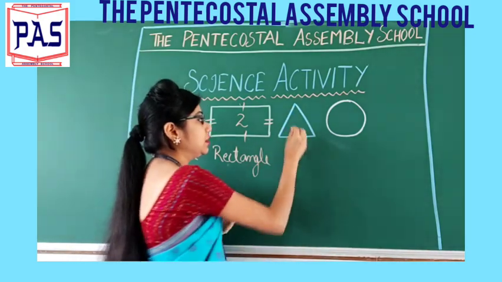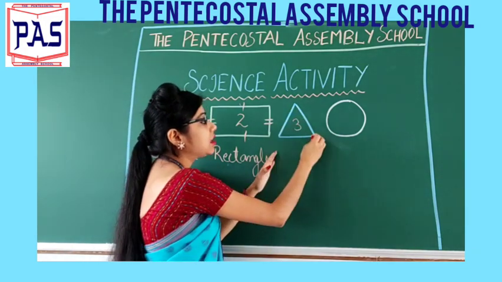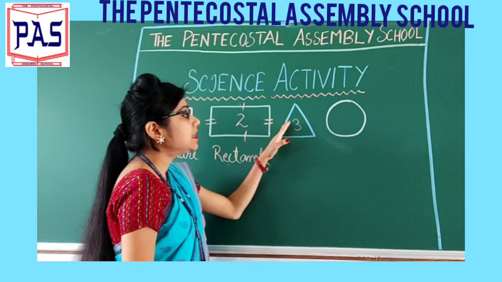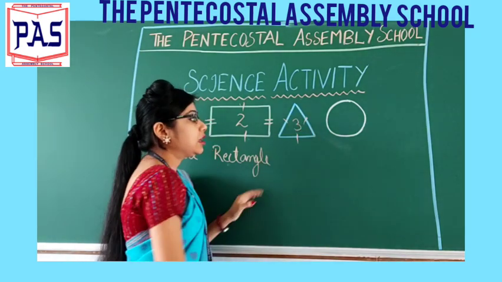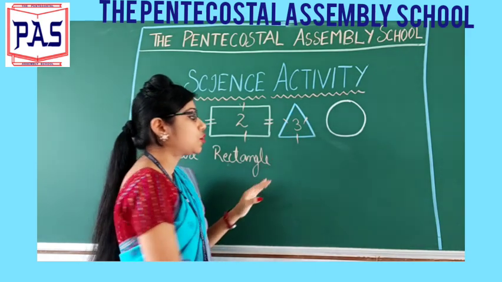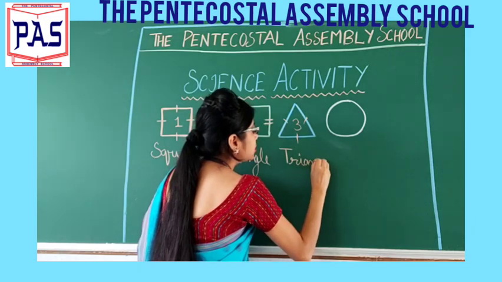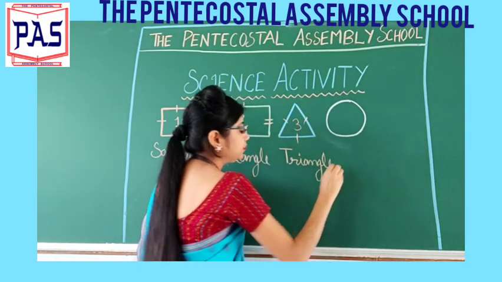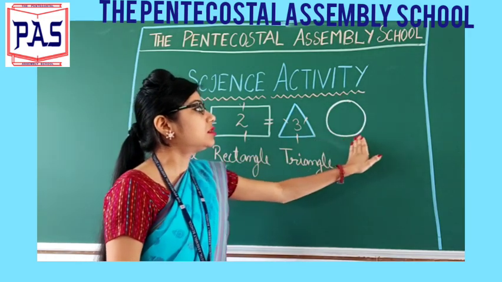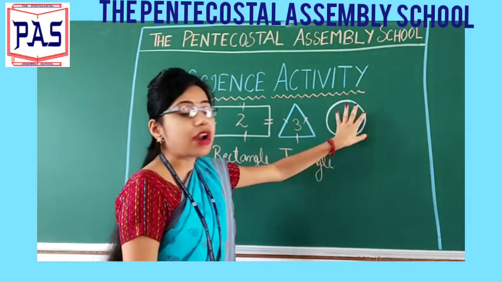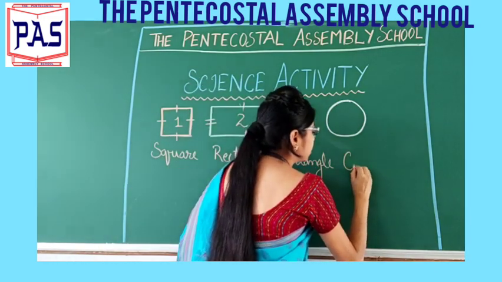And the third one, children, there are three sides. And the picture having three sides is called a triangle. And the next one is a circle shape. It is a round shape. So it is called a circle.